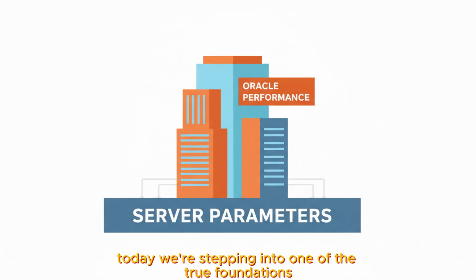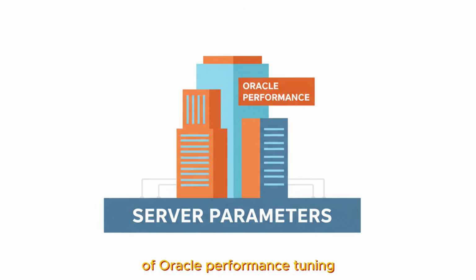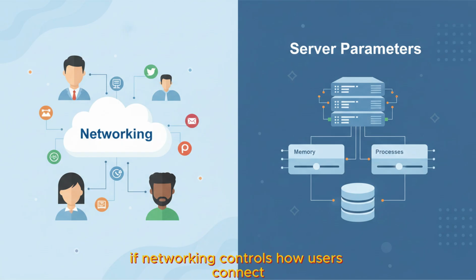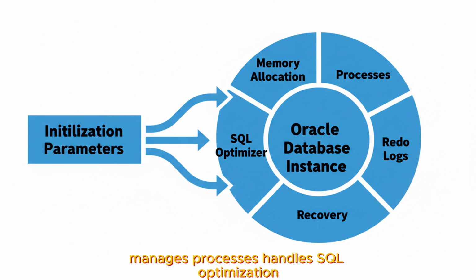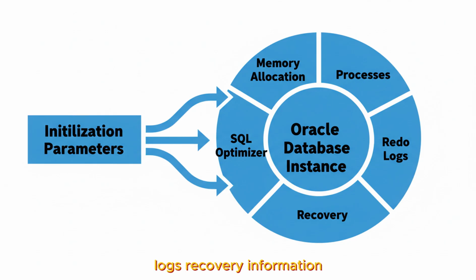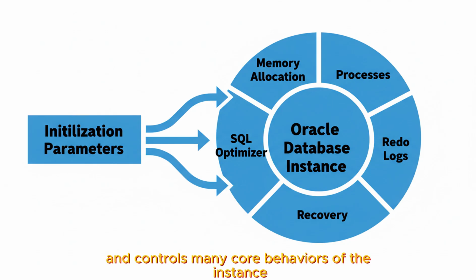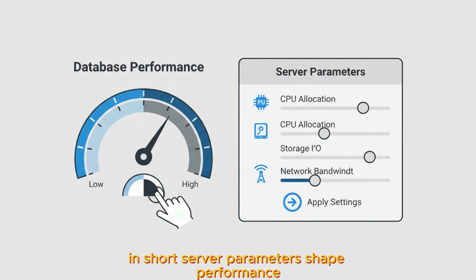Today we're stepping into one of the true foundations of Oracle performance tuning, server parameters. If networking controls how users connect, server parameters control how the database behaves internally. These parameters define how Oracle allocates memory, manages processes, handles SQL optimization, logs recovery information, and controls many core behaviors of the instance. In short, server parameters shape performance.